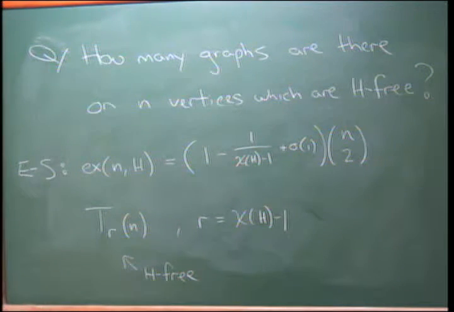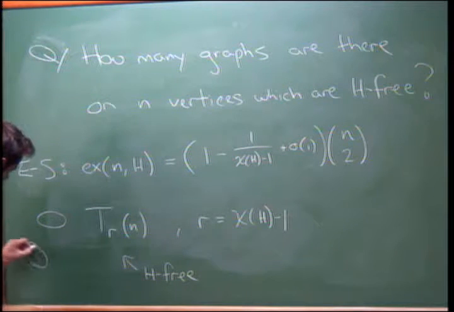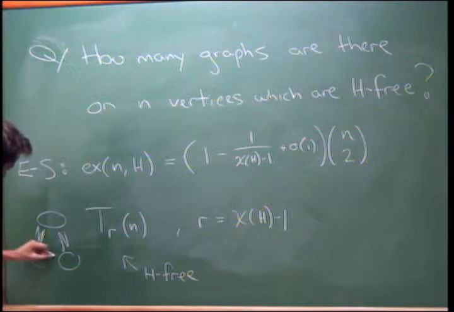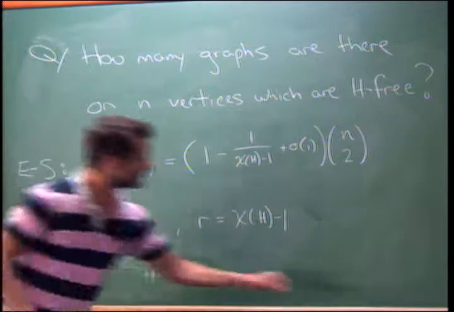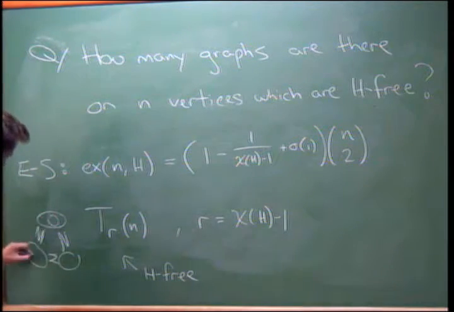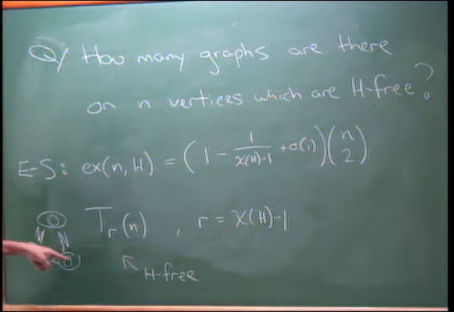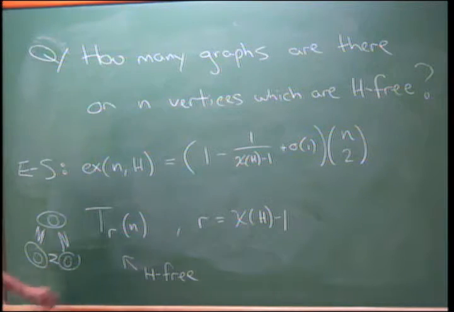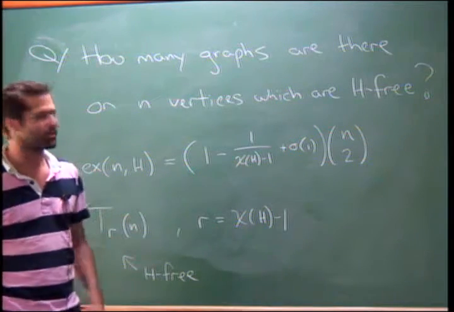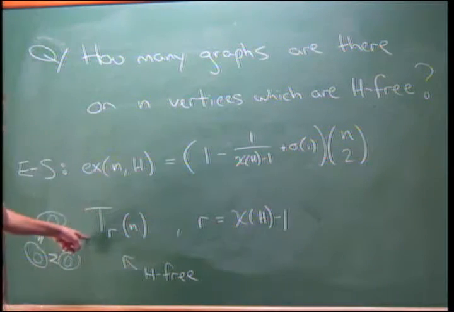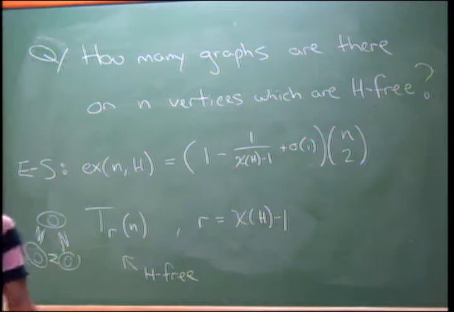Why? Because finding a copy of H inside this graph means doing a proper R-coloring of the vertices of H. If you find a copy of H in here, it's like 3-coloring the vertices of H with no edges inside the color classes. But it's not possible because I chose R to be chi of H minus 1. Okay. So there exists a graph with that many edges.